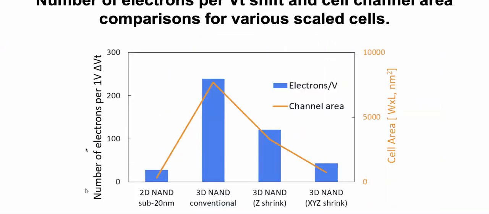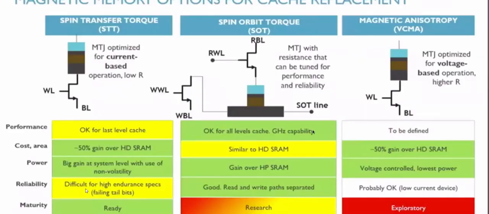The advantage of, okay, I already talked about it. In the 3D NAND, the number of electrons per 1 volt delta VT is less, so we can get better performance.